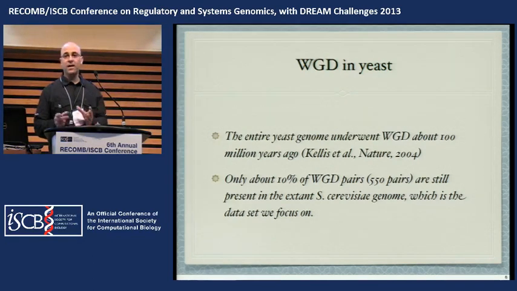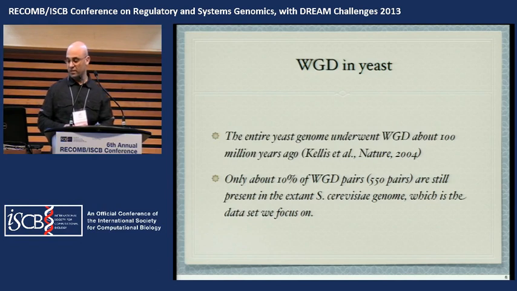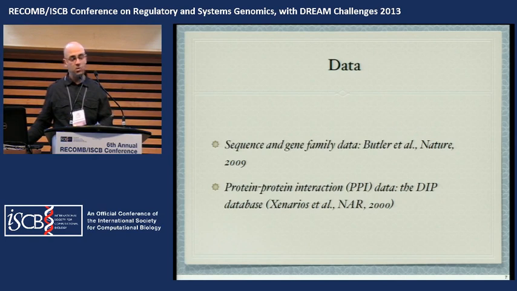Now, if we look at the Saccharomyces cerevisiae genome today, we still have evidence of about 10% of these whole genome duplicate pairs. Okay, so not every gene there has a paralog. If you look at the Saccharomyces cerevisiae genome, there are about 550 pairs of paralogs that are believed to be coming from that whole genome duplication event. So in this work, we focused on these 550 pairs of whole genome duplicates.